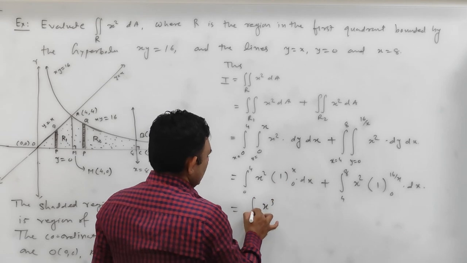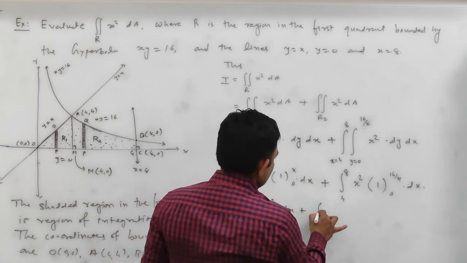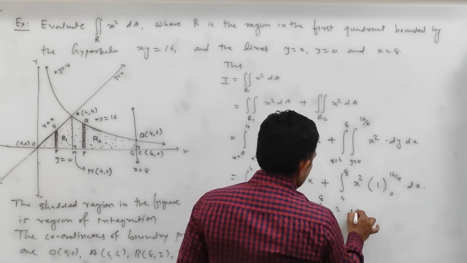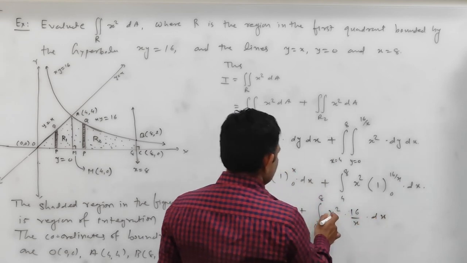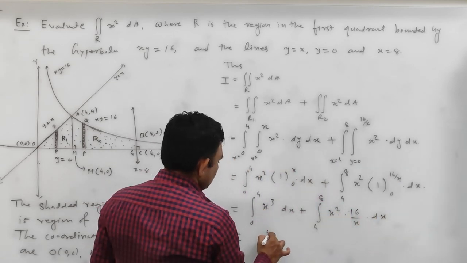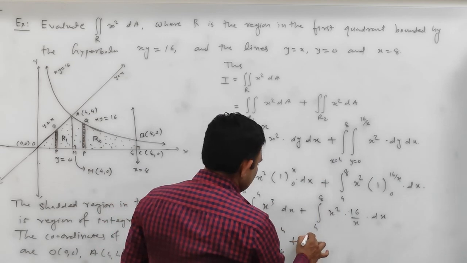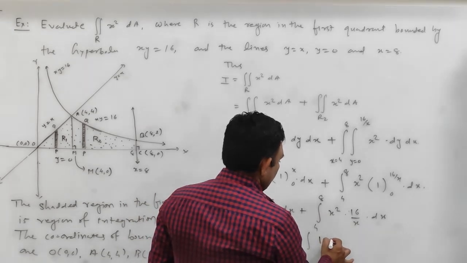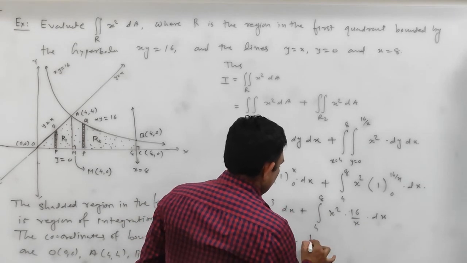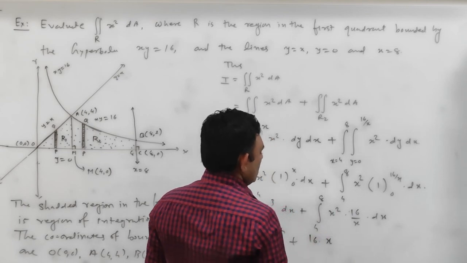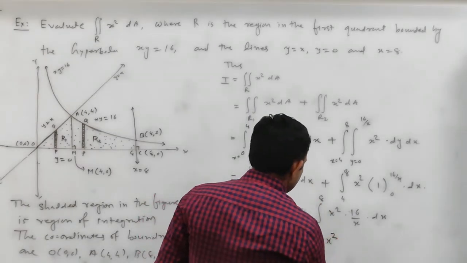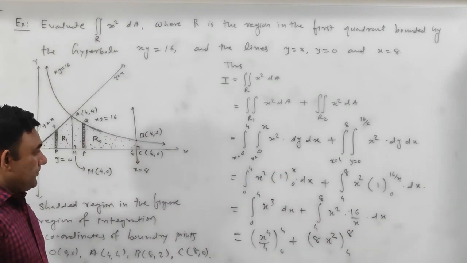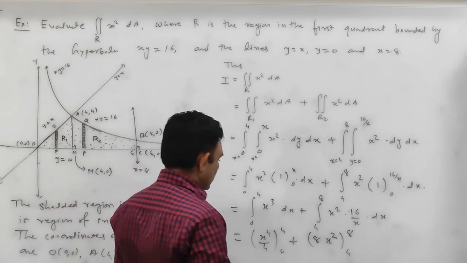So this is what it is, integration of 1 from 0 to x will be x, so x square into x is x cube, 0 to 4, dx, plus again this will be x square, 4 to 8, 16 by x into dx. X cancels, so integration of x cube will be x raised to 4 by 4, 0 to 4, plus integration, x cancels, so it is just x, so it is 16 into integration of x, which will be x square by 2, so it is just 8x square, and 4 to 8. So finally now it is just a matter of putting in the limits.